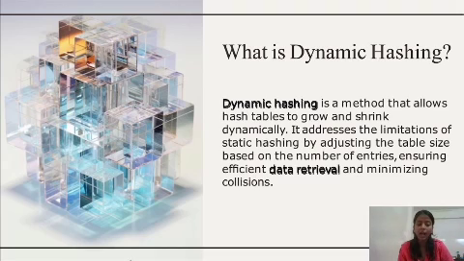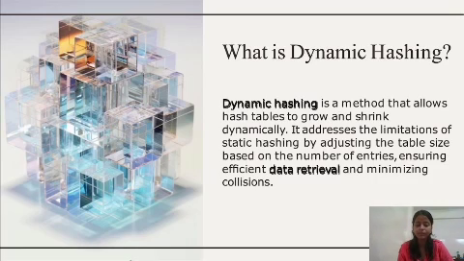So basically, how dynamic hashing works. Buckets and overflow. Initially, data is stored in a fixed number of buckets. When a bucket becomes full, dynamic hashing creates new buckets rather than just relying on overflow areas, which helps maintain performance. Then hash function. Dynamic hashing uses a hash function, just like static hashing, to assign data to specific buckets. However, as the data grows, the hash function is adjusted to accommodate the increasing number of buckets.